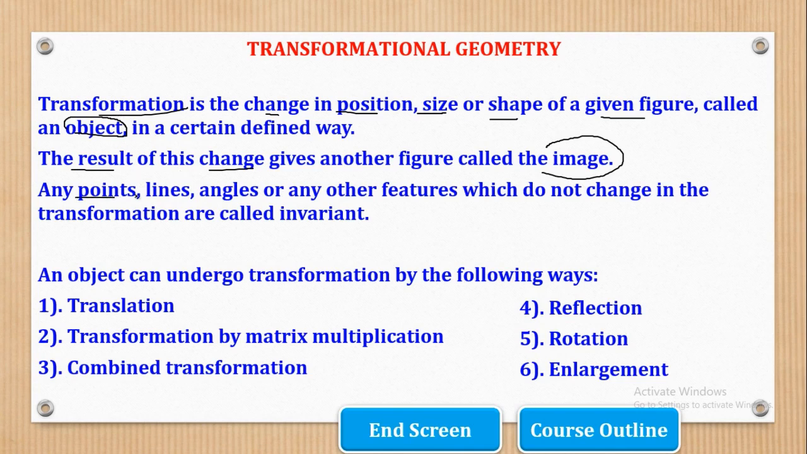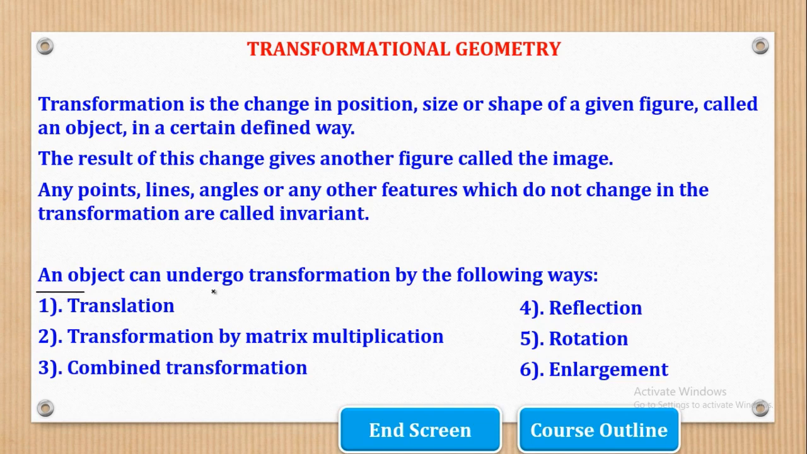Any points, lines, angles or any other features which do not change in the transformation are given a special name called invariant. This word will be used frequently in this video.